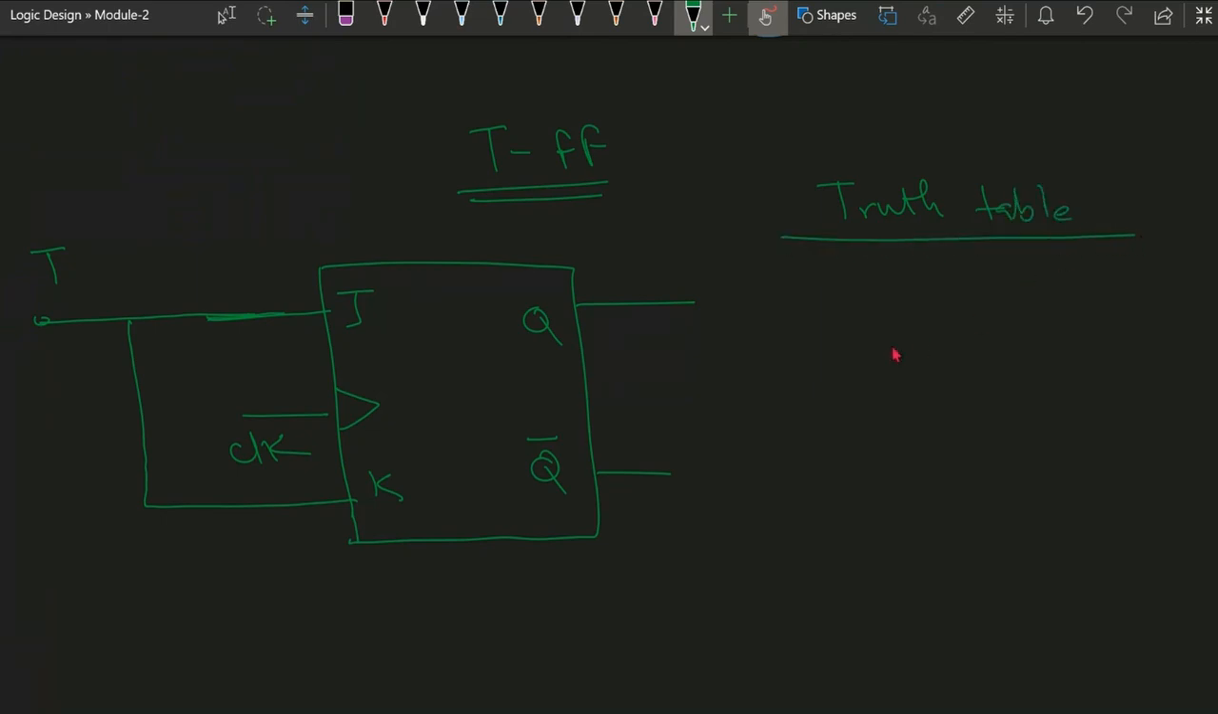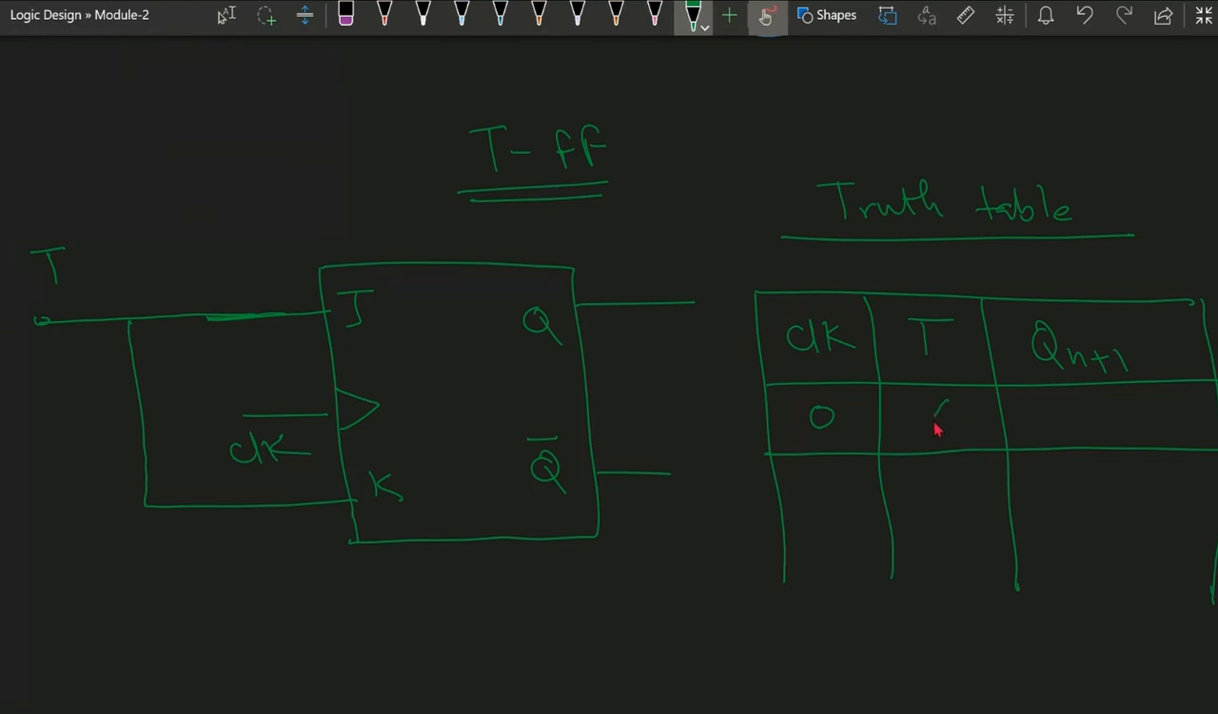So truth table here for T flip flop will be, there will be a clock, there will be input T, and the output, that is Q n plus 1, that is next output basically. So if clock is 0 and T is anything, at that time the Q next state will be the same as the previous state, that is behaving like a memory.